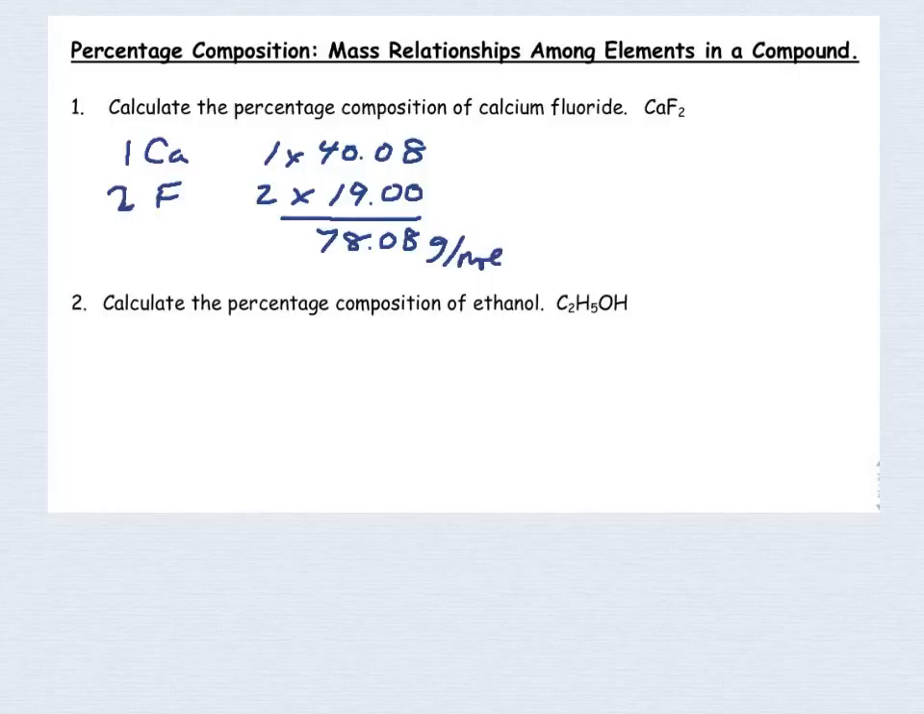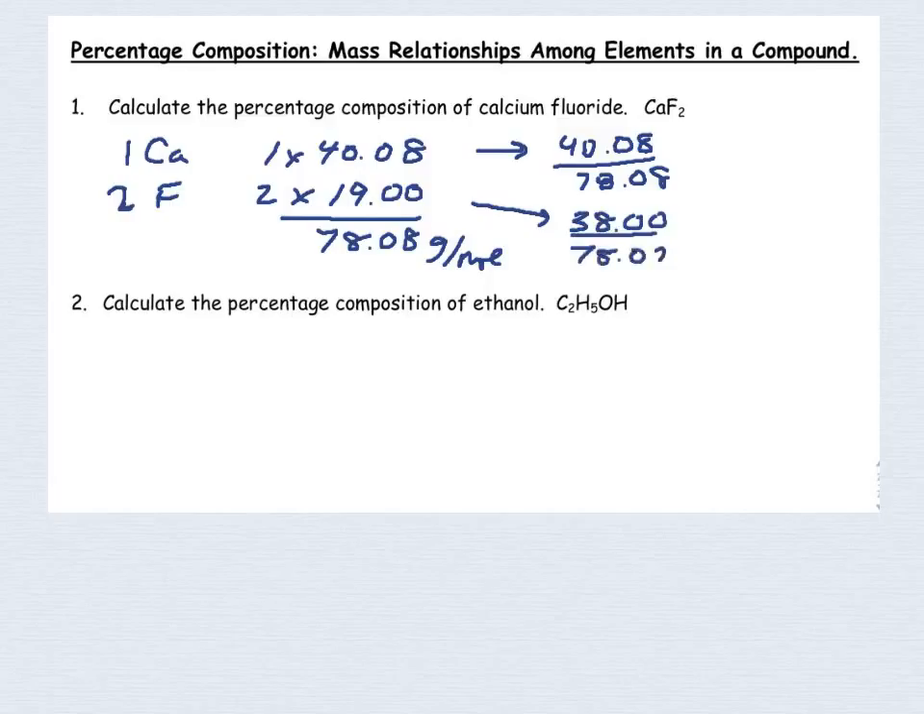The unit doesn't matter in this case for the math, because when you do a percentage, percentages never have units. They're always going to be part out of a whole. So to find the percent for calcium, you're going to take the 40.08, which is the component from the calcium itself, and divide that by the total. And you're going to take the component from the fluorine, which is going to be 2 times 19, 38, and divide that by the total. So, 78.08.